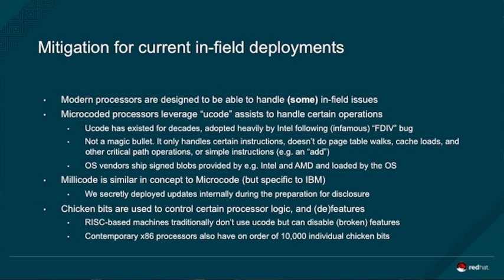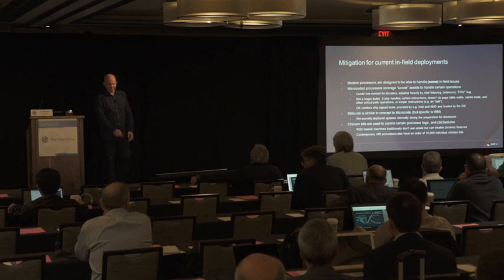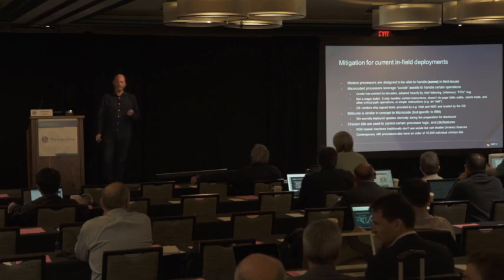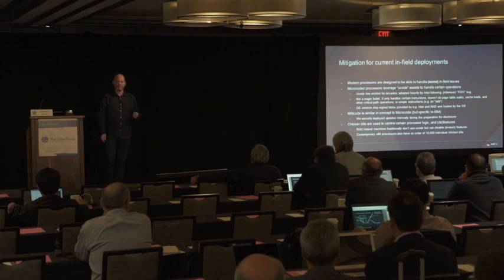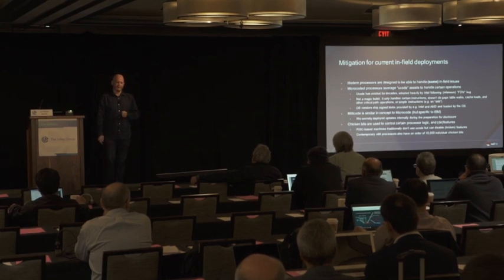The thing with microcode is it's not a magic bullet. It allows us to alter the behavior of certain instructions. So for example, if you have a floating point instruction that's not working correctly, sure, you can provide some patches to it. But if you want to change how your page table translation is happening, that's not something you can do easily in microcode. So there are really some limits to what microcode can do.